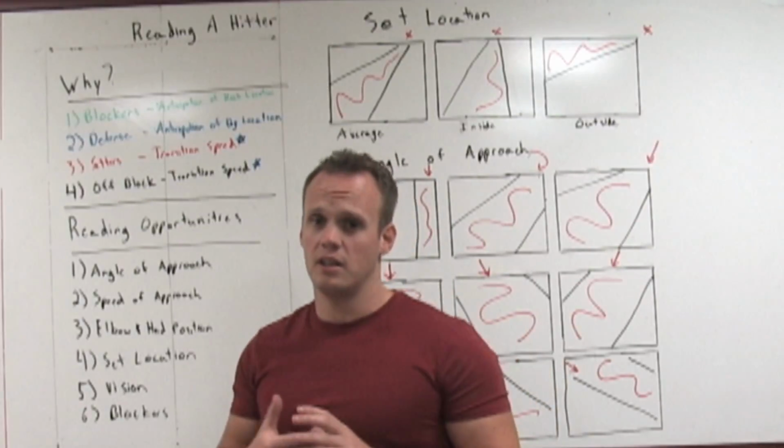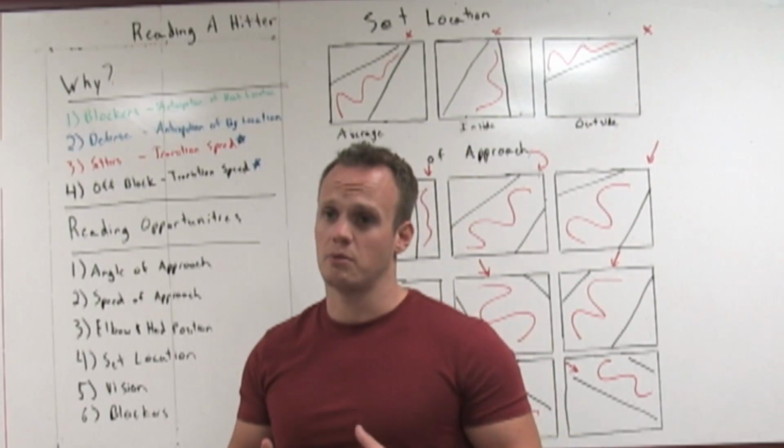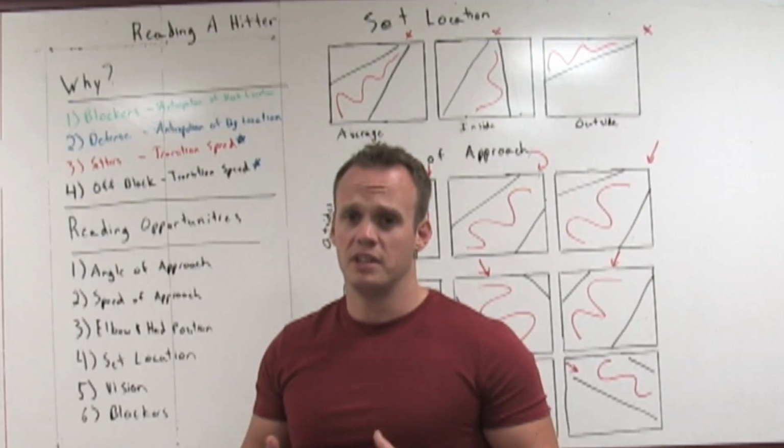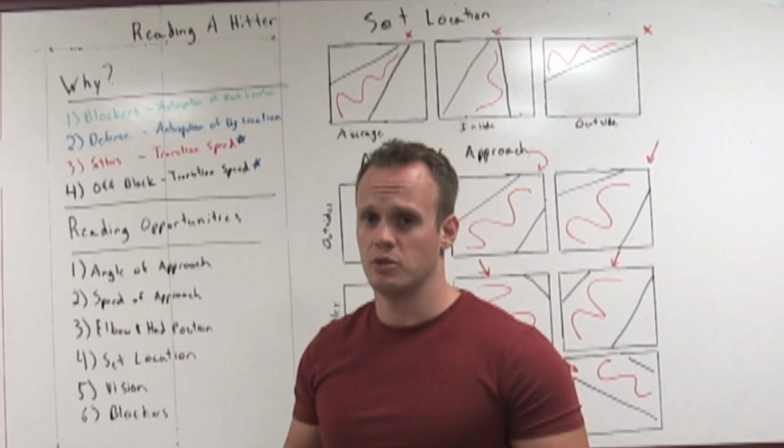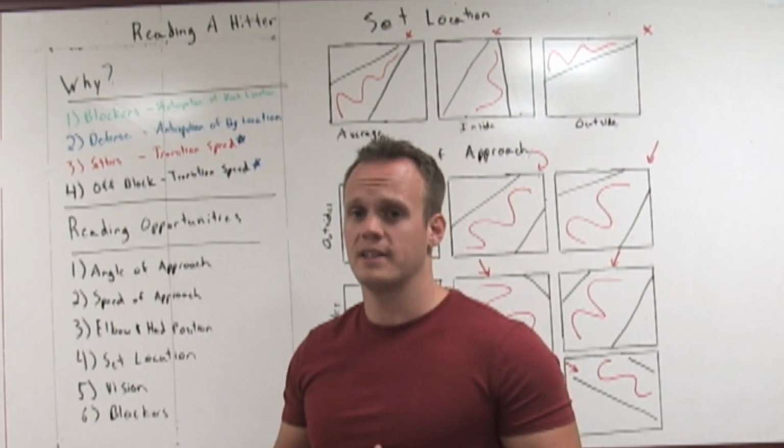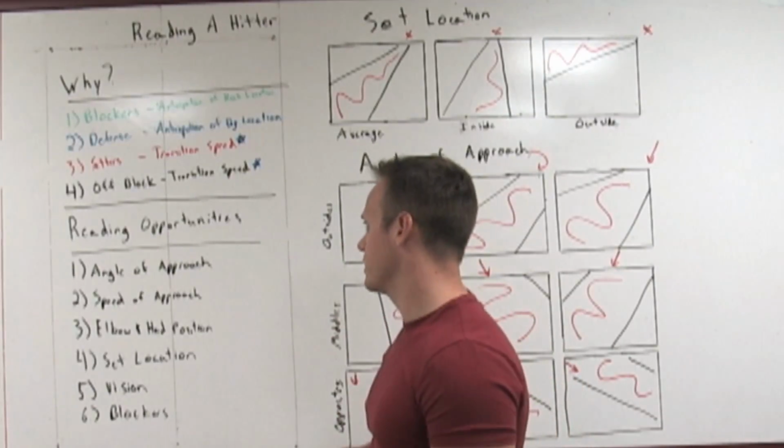So transition in the setters is really, really important, especially if we're running a 6-2. You need to make sure that we know when the ball's not hit at you, even more so importantly than when it is hit at you, so that we can set up an offense appropriately.